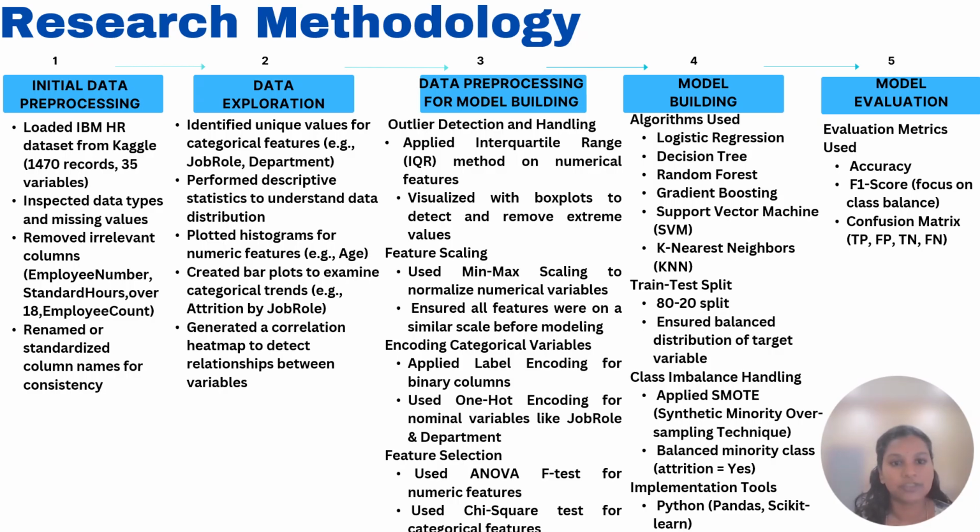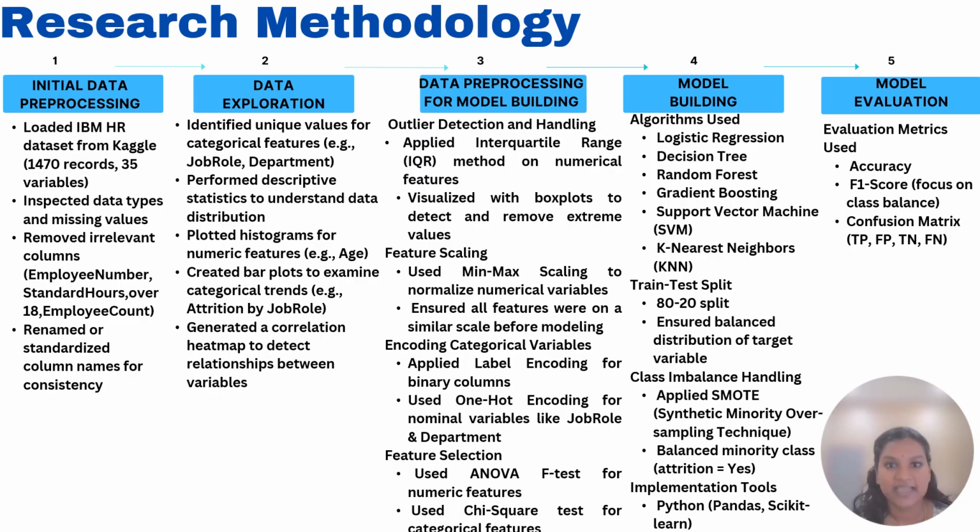Next, I will continue with the research methodology. Step 1. Initial data preprocessing. To begin with, I used the IBM HR dataset which contained 1,470 employee records and 35 variables. I first examined the data types and checked for any missing values. Then I removed irrelevant columns such as employee number, standard hours, over 18, and employee count since they did not add any predictive value. After that, I standardized and renamed the column headers for consistency, making the dataset cleaner and easier to manage.